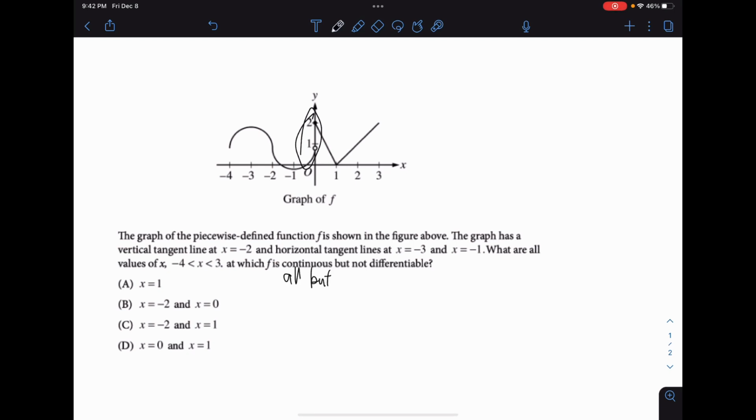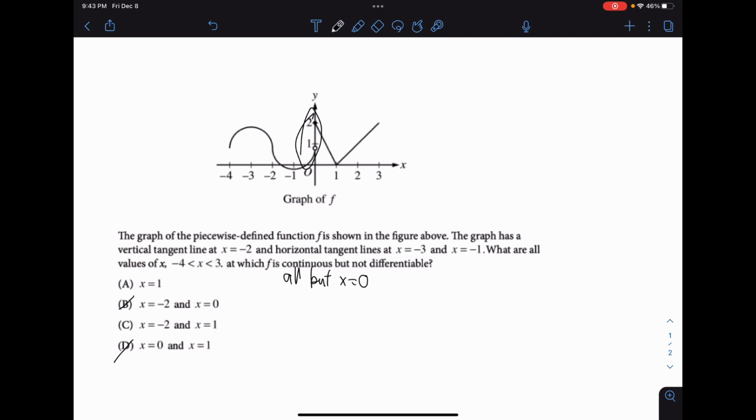All but x equals 0. So we already narrowed down our answers. Where is f continuous? It can't be at x equals 0. So any answer that has x equals 0 is wrong. We have two of them here. B, which is wrong clearly, and D, which is wrong clearly, because f is not continuous at x equals 0.